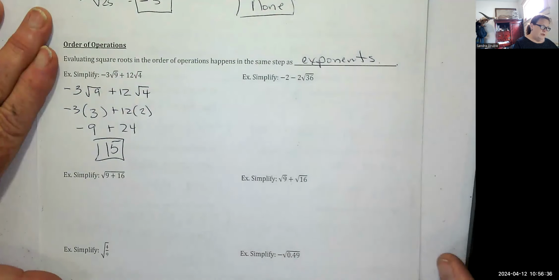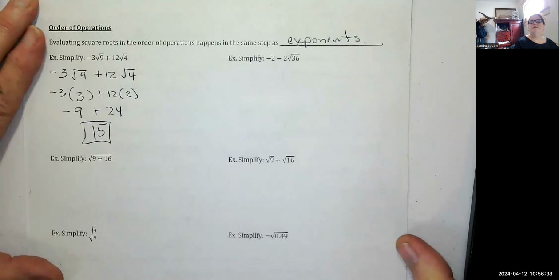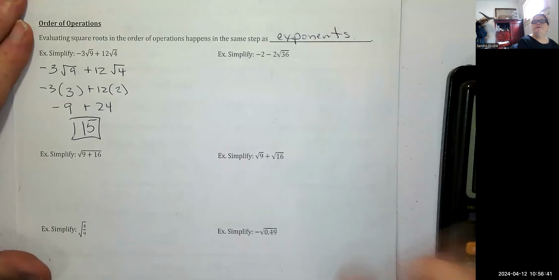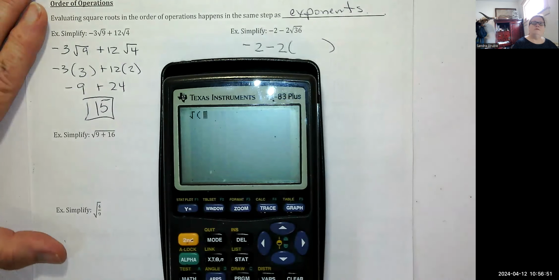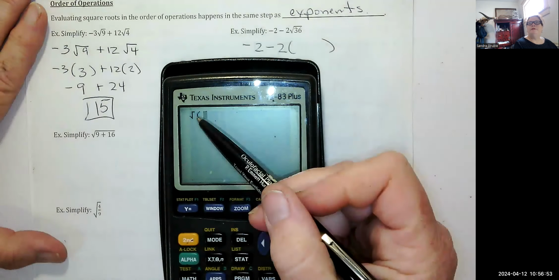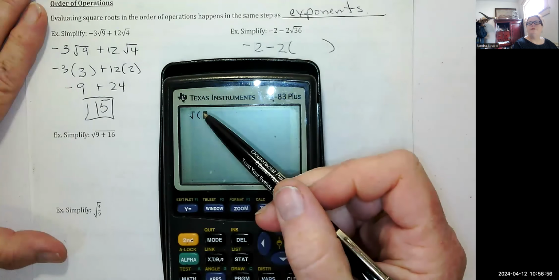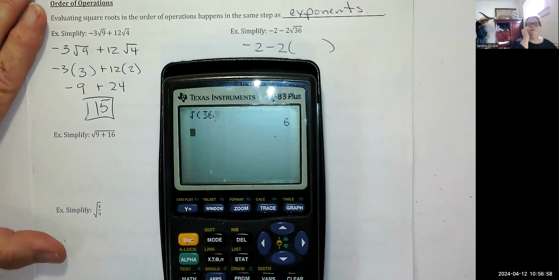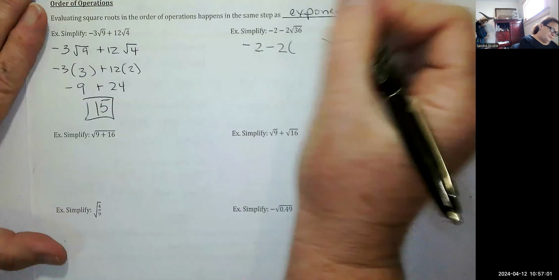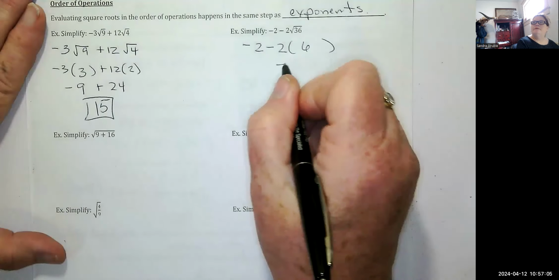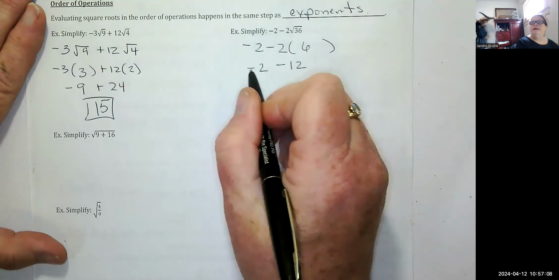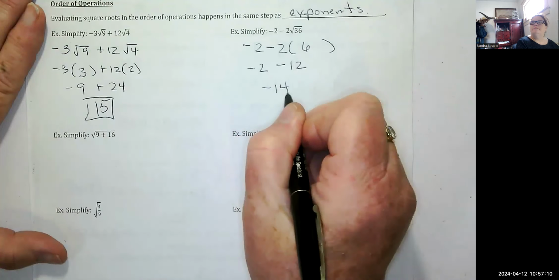All right, let's use our calculators for the rest of this, just to start getting comfortable with it. So we've got negative 2 minus 2 times the square root of 36. To find that on your calculator, it's second, and it depends on the type of calculator you have. You need to come up with the square root, then put in 36 and equals, and that is 6. Order of operations, the next step is negative 2 times 6. That's negative 12. Now negative 2 minus 12 is negative 14.